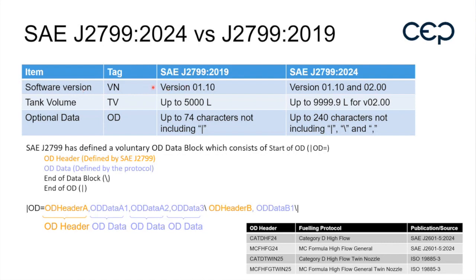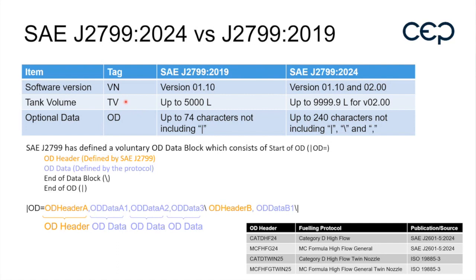Well, the software version will be different. It used to be 1.10, and in the 2024 version you will have both 1.10 and 2.0. So whether a vehicle with 1.10 or a vehicle with 2.0 is arriving, you can use the same standard for both.